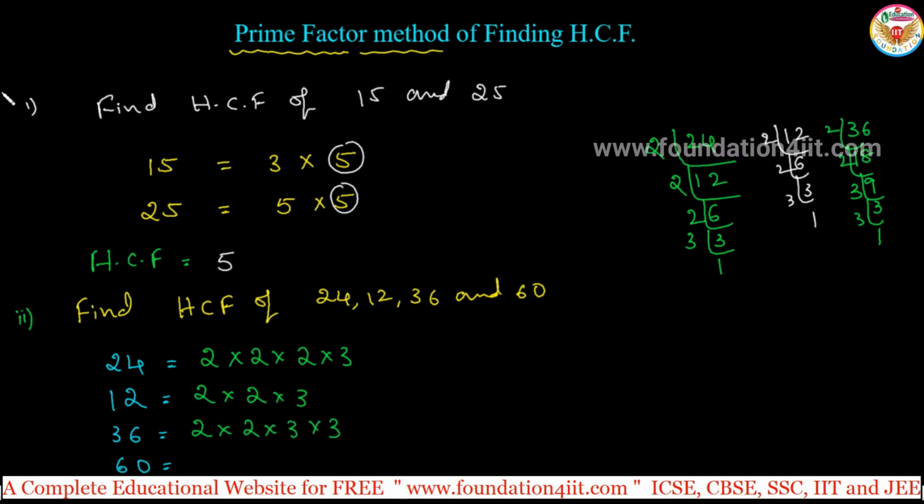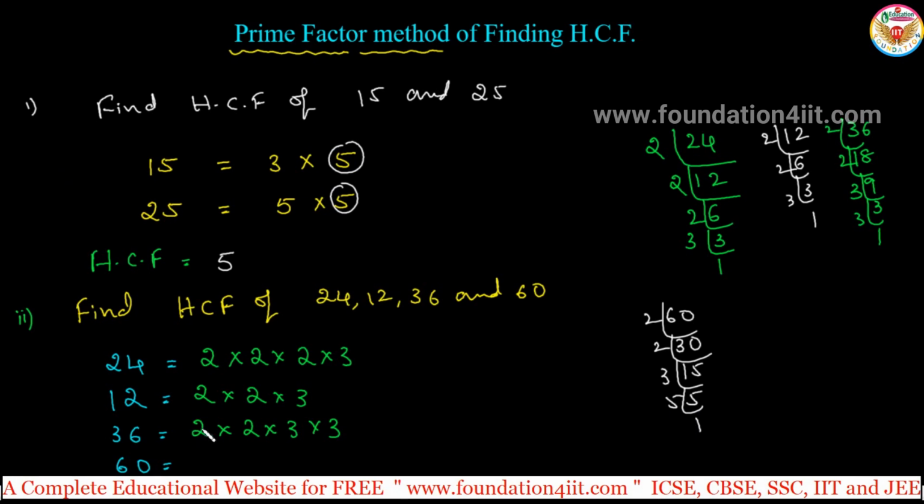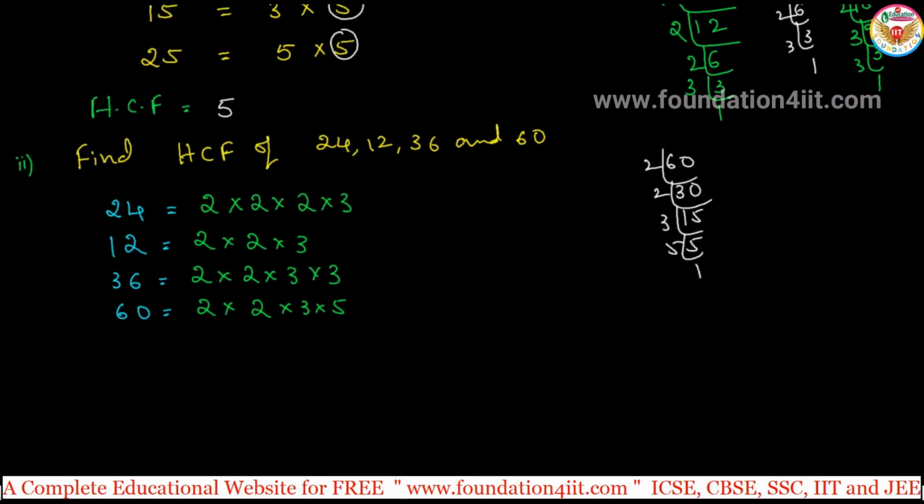Next we have the 60. Let us take 60, again with the 2 table. 2 thirties are 60, 2 fifteens are 30. 2 is not possible, next 3. 3 fives are 15, then 5 ones are 5. Finally, 60 is 2 into 2 into 3 into 5. So after writing these, we find the highest common factor.